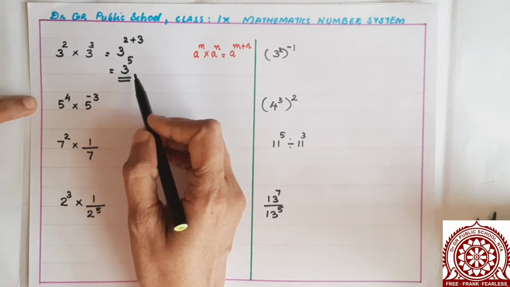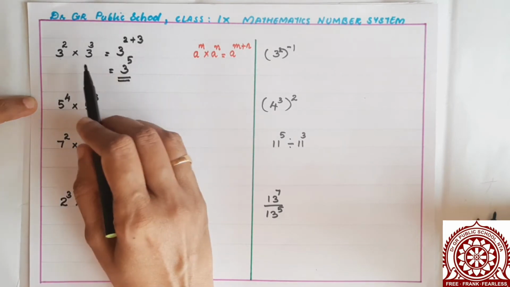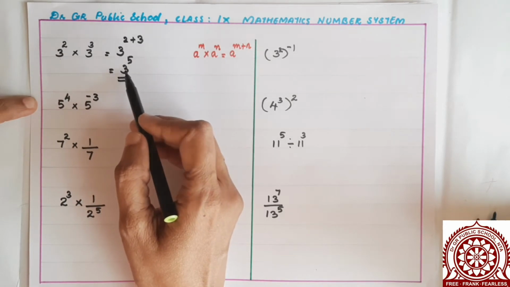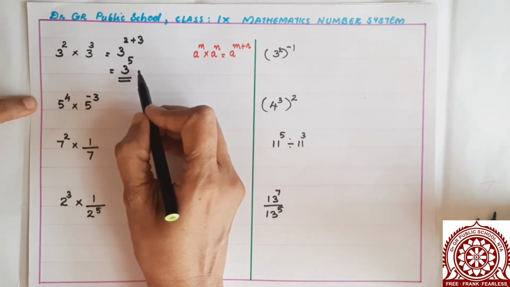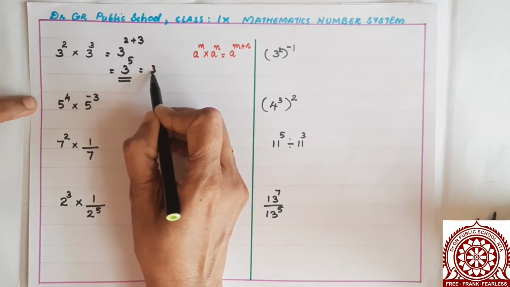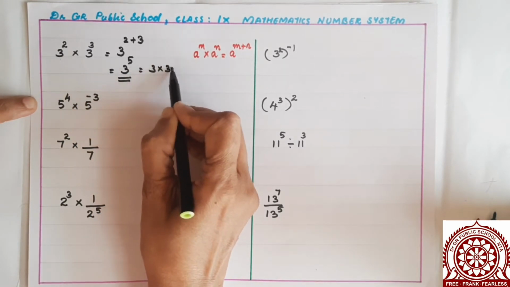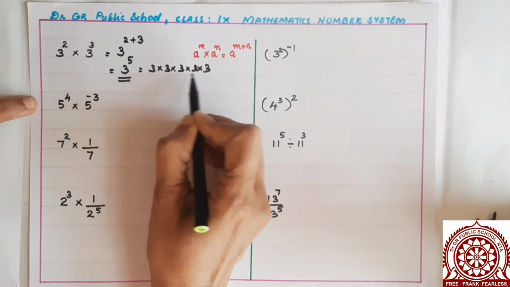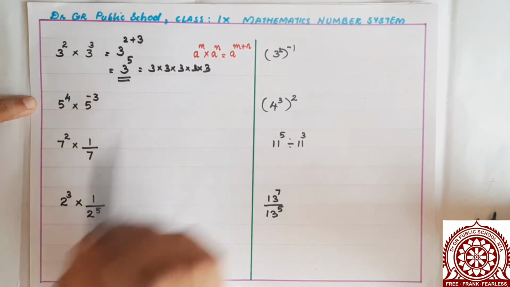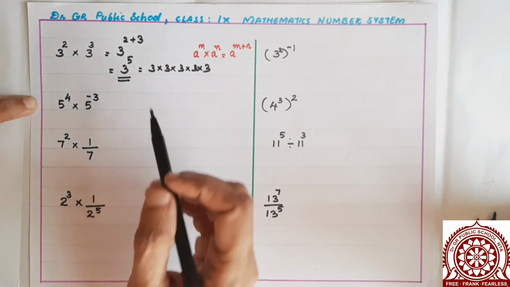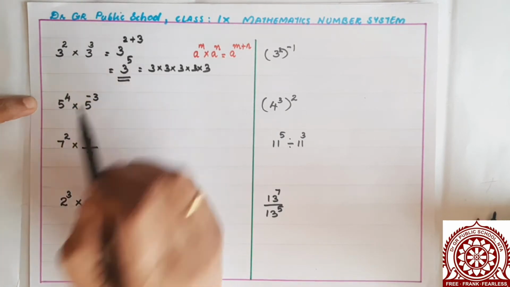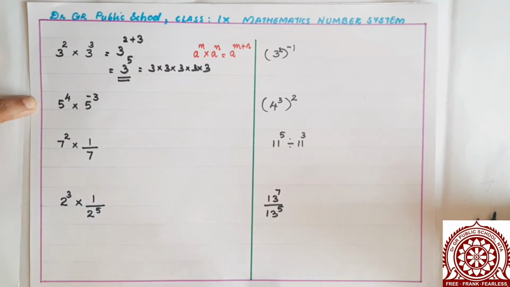Or sometimes you will get the question to simplify. Then if you have to find out what is 3 raised to 5, how will you get 3 raised to 5? We have to multiply 3 into 3 into 3 into 3 into 3, 5 times you have to multiply. You will get the answer. But in most cases, the question will be to write the answer in exponential form only. Okay. Now come to next question.